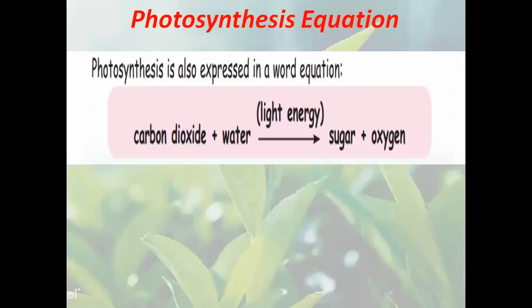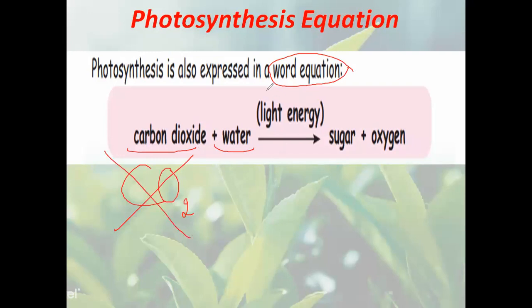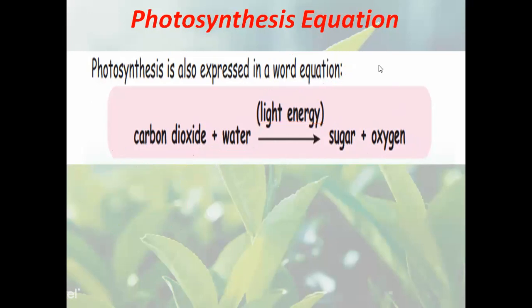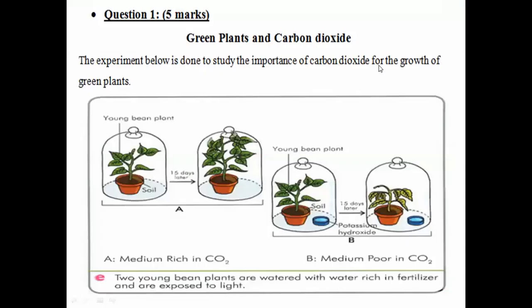Equation, the word equation in the photosynthesis reaction. Carbon dioxide plus water, in the presence of light energy, gives sugar plus oxygen. This is called the word equation. Why is it called the word equation? Because it contains words: carbon dioxide plus water. I didn't write CO2. If I wrote CO2, this means that it's wrong, because I asked for the word equation. In the presence of light energy, I have to write this over the arrow. Sugar plus oxygen.